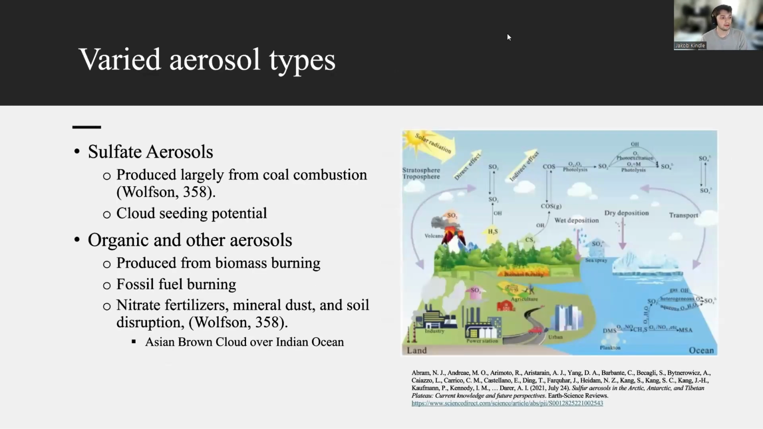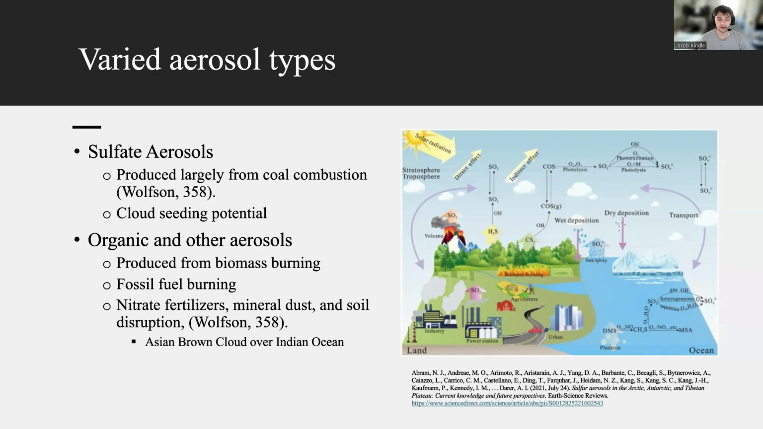Now, let's talk a little bit about the different types of aerosols that you can find in the atmosphere. The most prominent ones are sulfate aerosols, which are produced largely from coal combustion. You can also get it from volcanic activity. However, with the current EPA regulations, as well as just the decrease in coal use within the United States, the sulfate production has decreased over time.